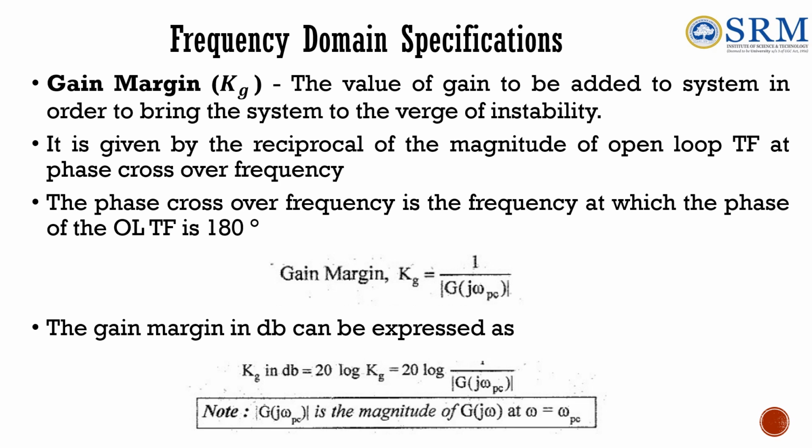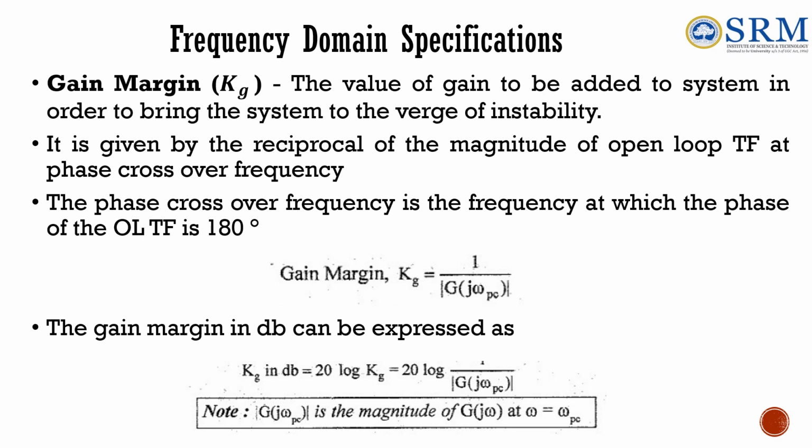Next, we are going to see the main frequency domain specifications. The first one is gain margin, that is Kg. Gain margin is the additional gain required to bring a system to the verge of instability. The gain margin can be determined as the reciprocal of the magnitude of the open loop transfer function at the phase crossover frequency. The phase crossover frequency is the frequency where the phase of the open loop transfer function is equal to 180 degrees.